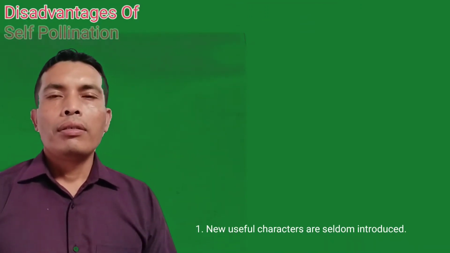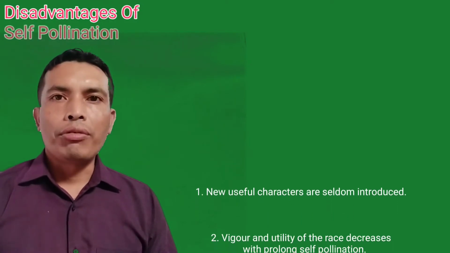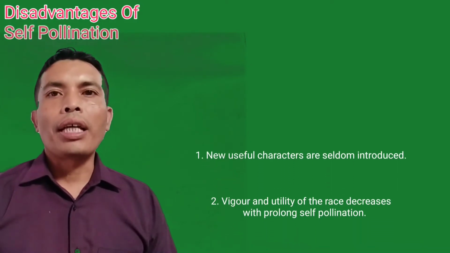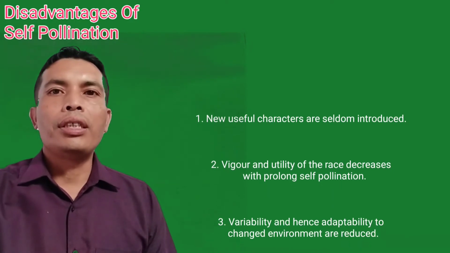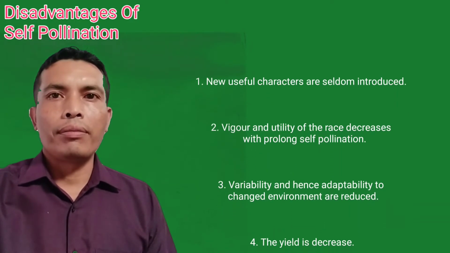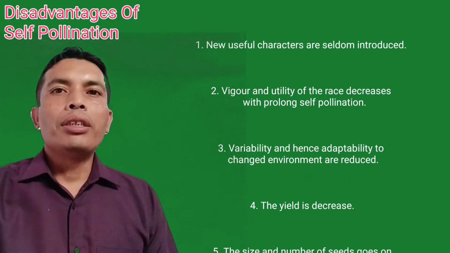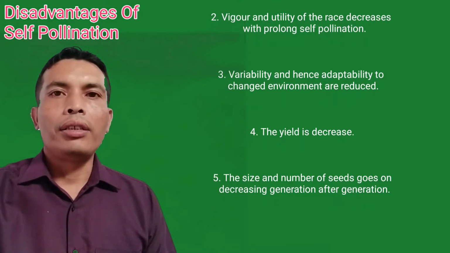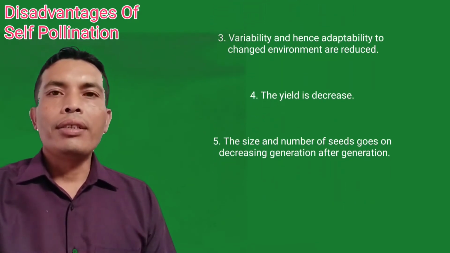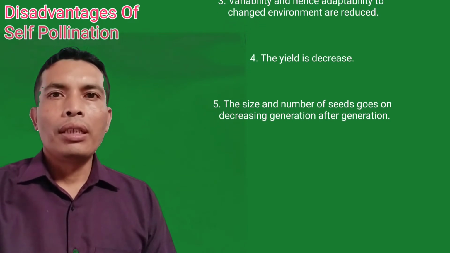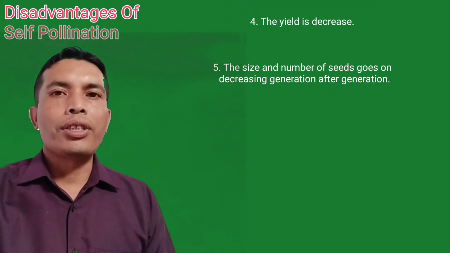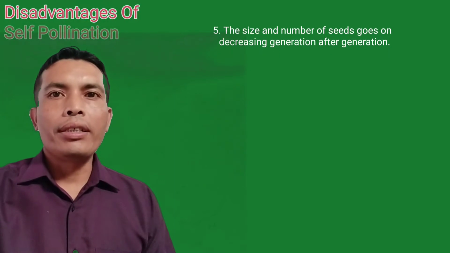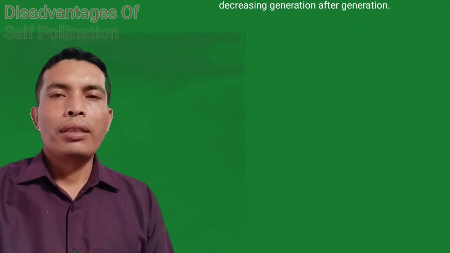So some disadvantages of self-pollination: new useful characters are seldom introduced in self-pollination. Vigor and utility of the race decrease with prolonged self-pollination. Variability and hence adaptability to a changing environment are reduced. The yield is decreased in self-pollination. The size and the number of seeds go on decreasing generation after generation. These are some disadvantages of self-pollination.